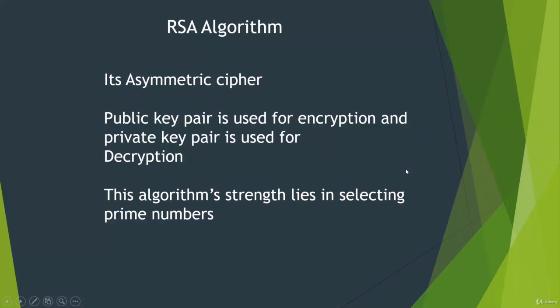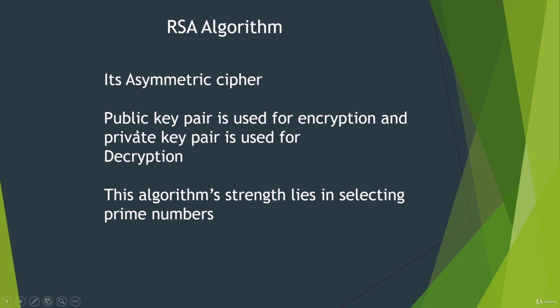Now in this video we are going to talk about the RSA algorithm, and RSA is an asymmetric cipher. That means we will use one key for encryption and another key for decryption. For encryption the key is called the public key, and for decryption it is called the private key. The public key pair is used for encryption and the private key pair is used for decryption.